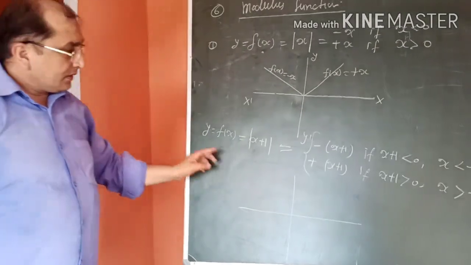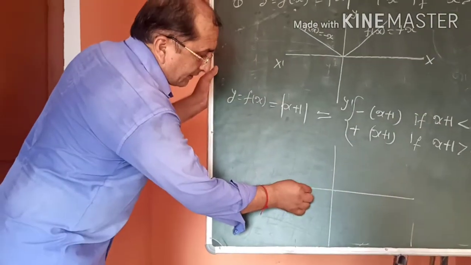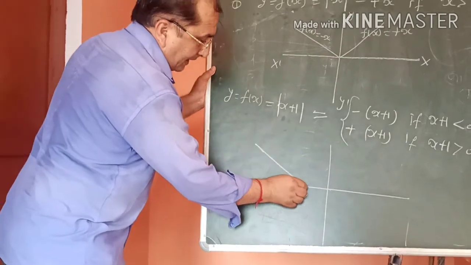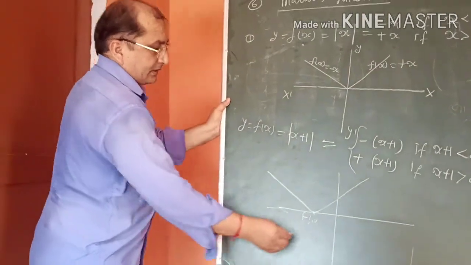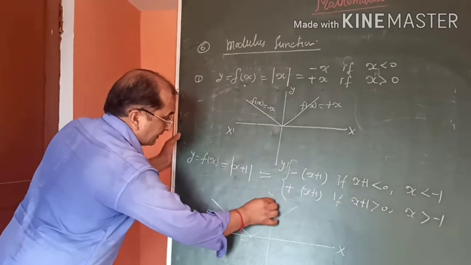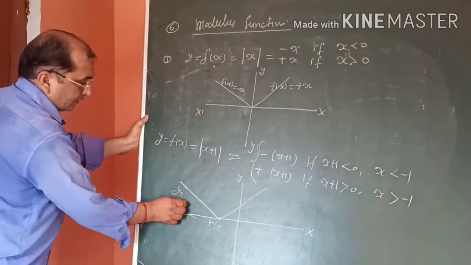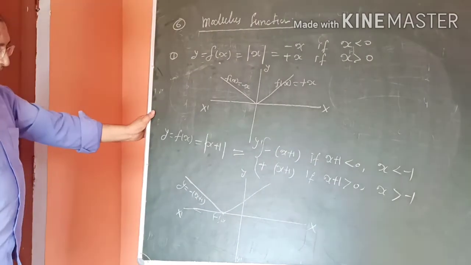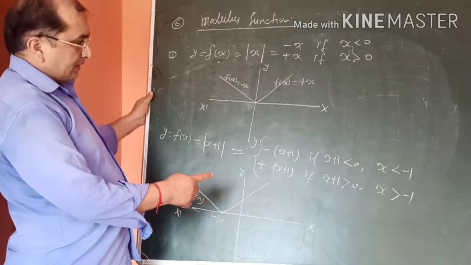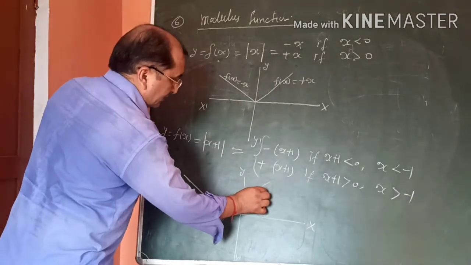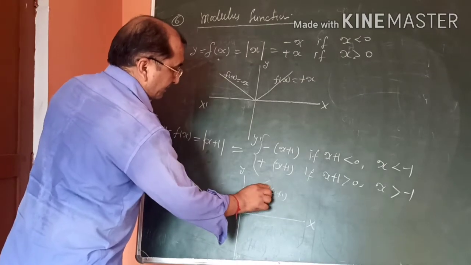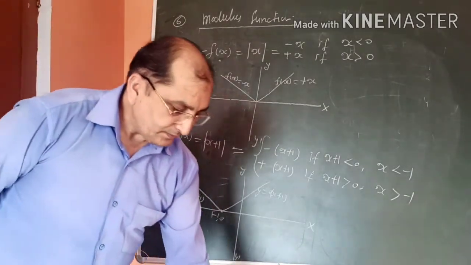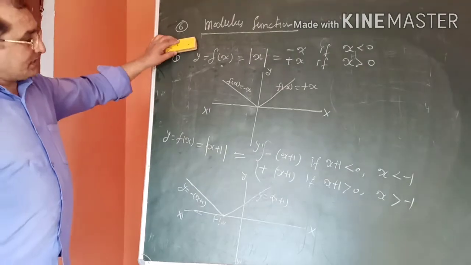x equal to minus 1, where will x come? x is minus 1 is here, minus 1 comma 0. So the graph will come like this way, because this is the x-axis, this is the y-axis. So y equal to minus of x plus 1 will come, and this is y equal to plus x plus 1 will come. Like this way, this graph will come. And so many other graphs also, when you start your exercise, then you will study these things.